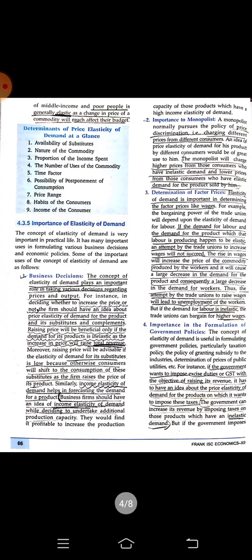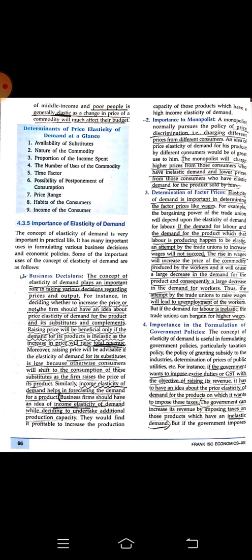Next, number 2, importance to a monopolist. Let me tell you, what is the work of a monopolist? The monopolist will charge higher prices for those consumers who have inelastic demand. In other words, the monopolist will change his price because he is quite sure that even if there is a change in price, the consumers are going to consume it, so it will be inelastic, so he can change it.